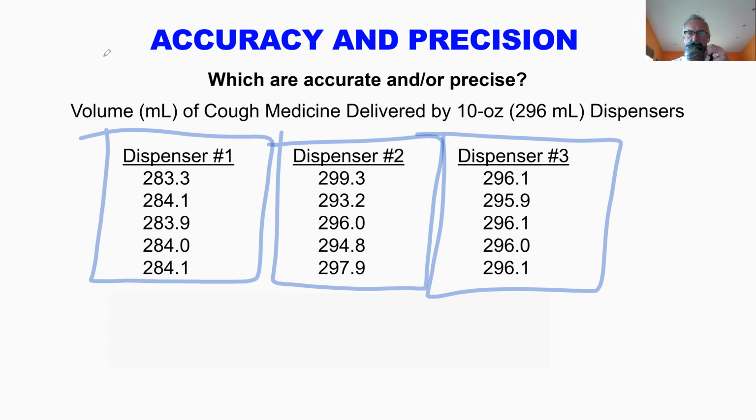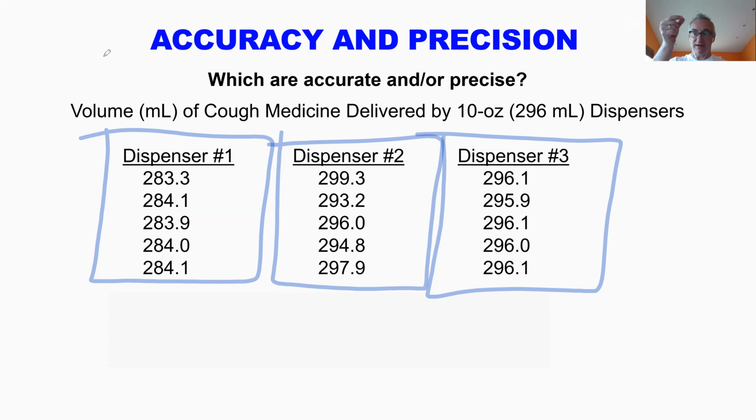So what about number one? It's precise, but it's not accurate. Yeah, it's also precise. It's giving you like 283, 284, 283, 284. But I want 296. So that would be an example of something that needs calibration.